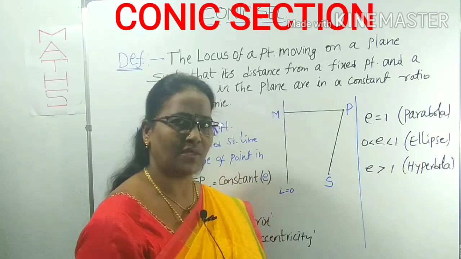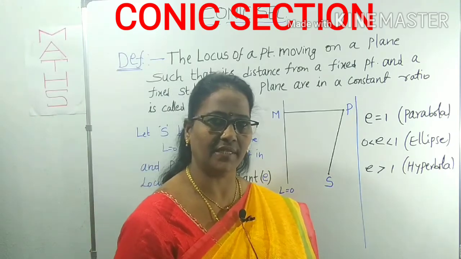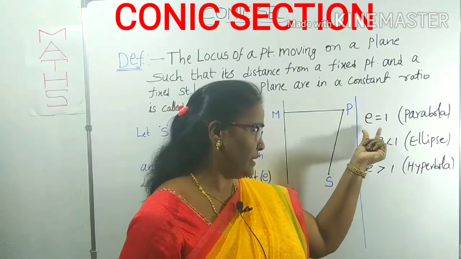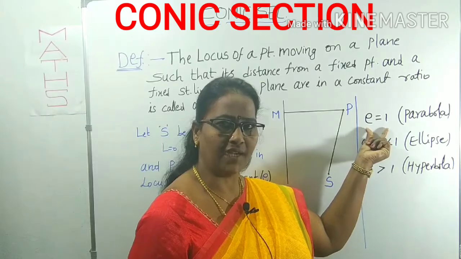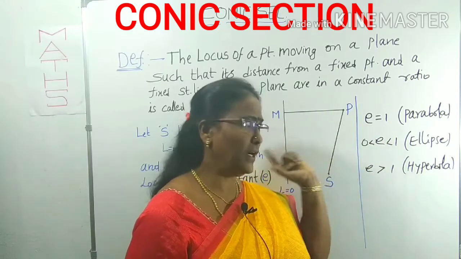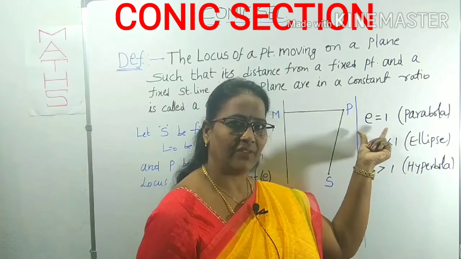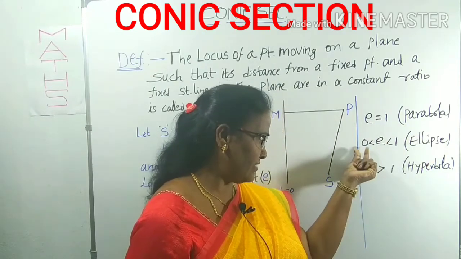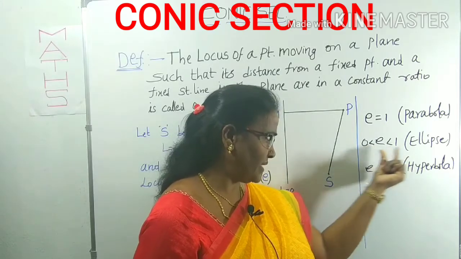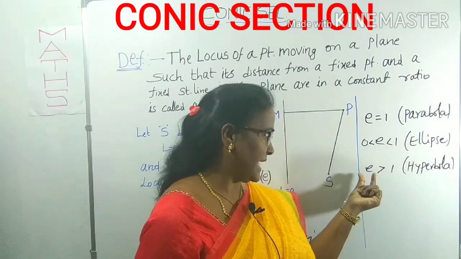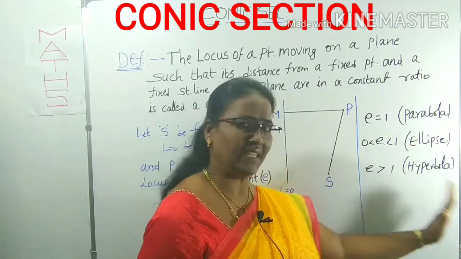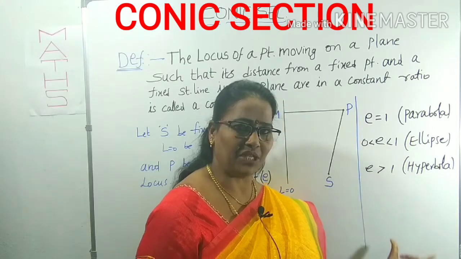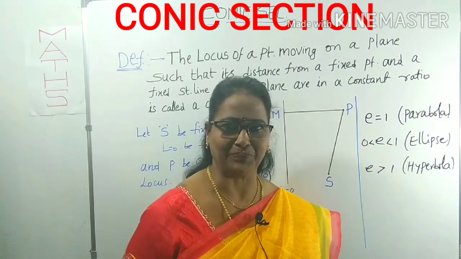Now we can look at the conditions of E and the curves they represent. If E is 1, the constant value is 1, then the conic becomes a parabola. If the constant value E lies between 0 and 1, the conic becomes an ellipse. If E is greater than 1, the conic becomes a hyperbola. These three types of curves we come across in the conic section.